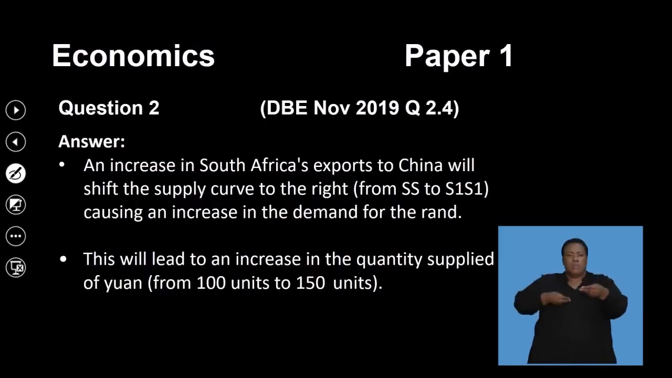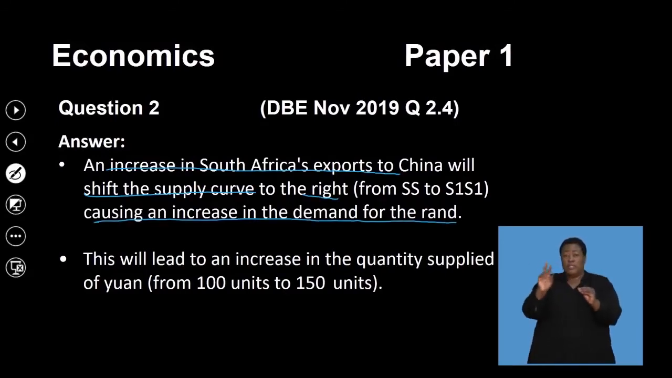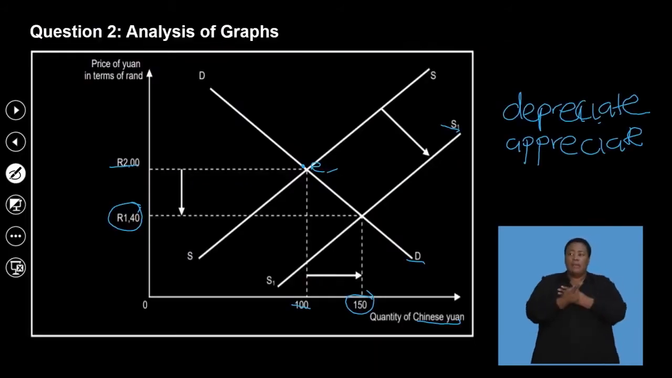Now, let's look at our responses there. It says an increase in South African exports to China will shift the supply curve to the right, causing an increase in the demand for the rand there. Let's go back to our diagram. What happens is the supply of the yen has increased from S to S1, from a quantity of 100 to a quantity of 150.